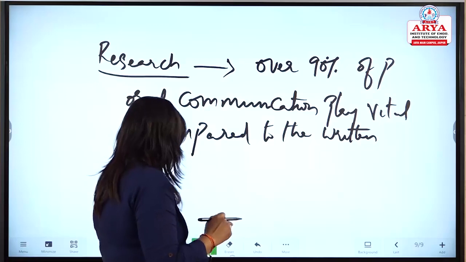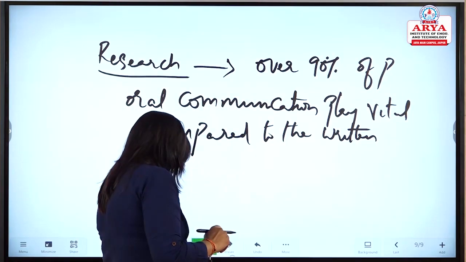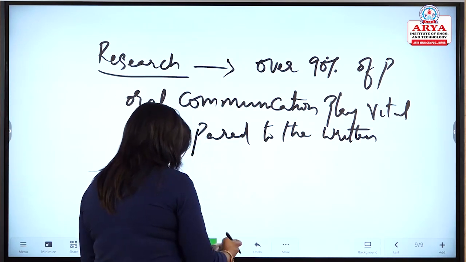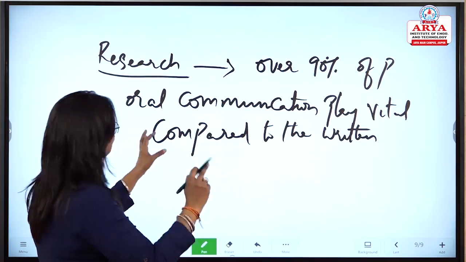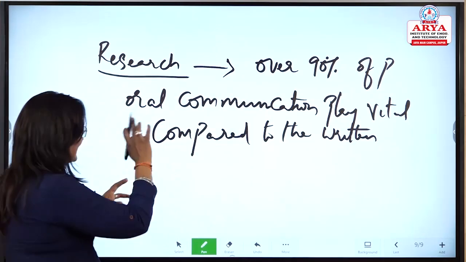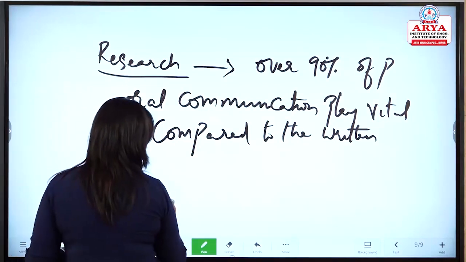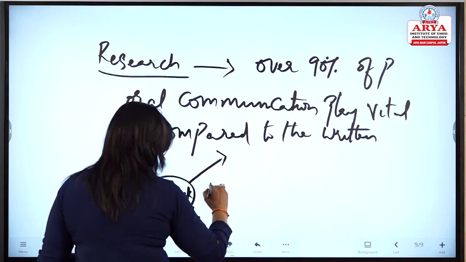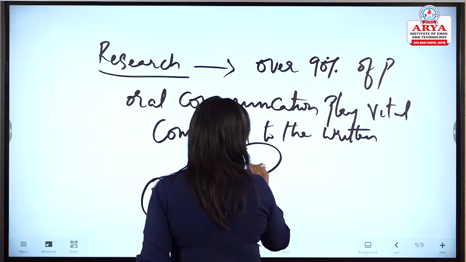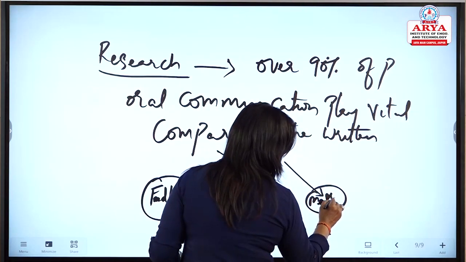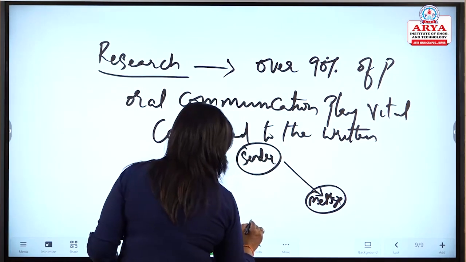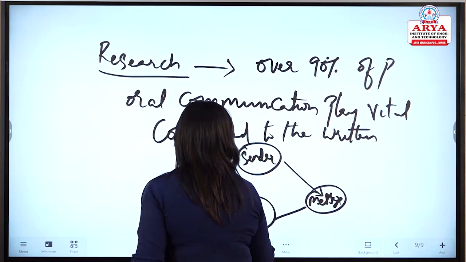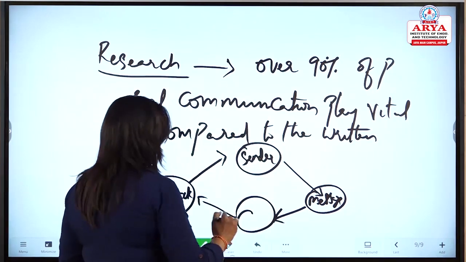So now when we are understanding it, oral communication is more important. Then I just want you to understand one cycle that we have. First is the sender, the message, the receiver, and the feedback.